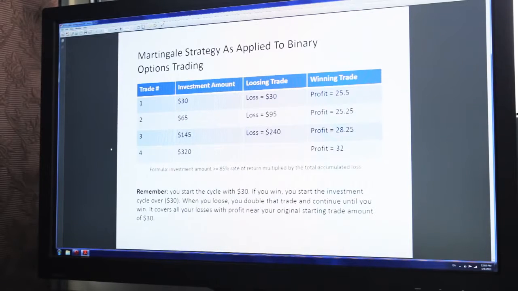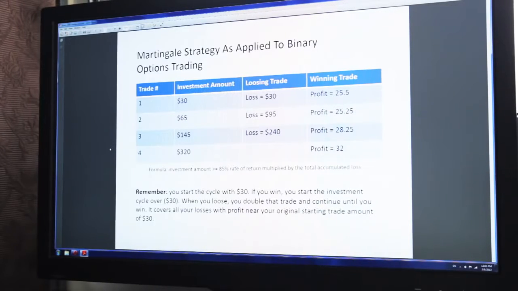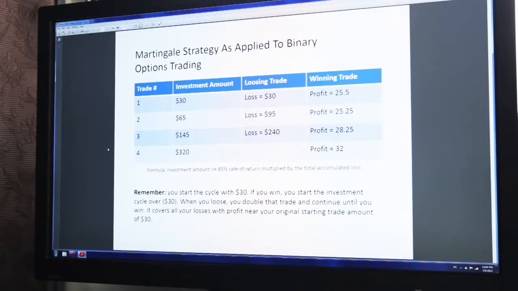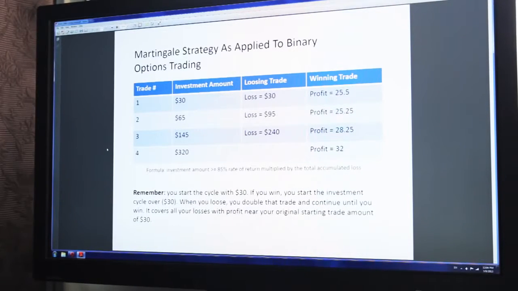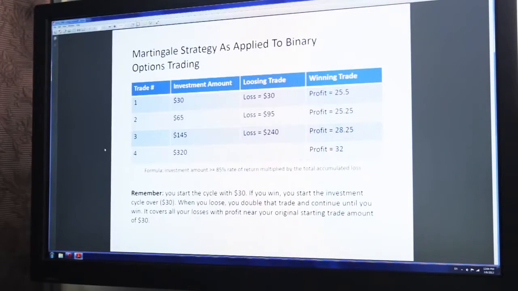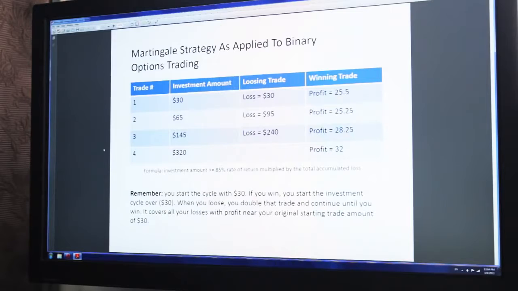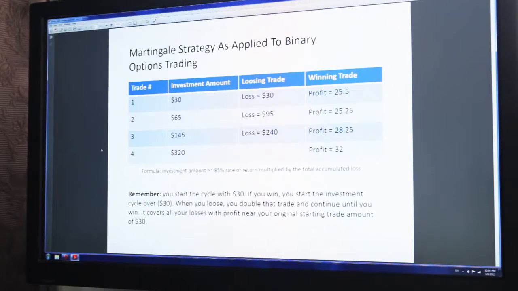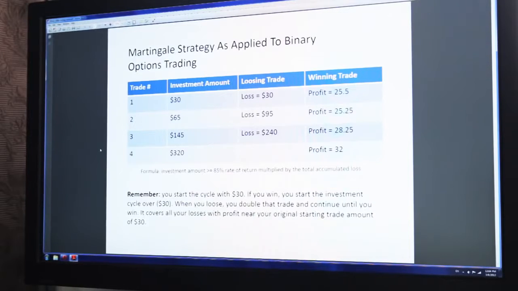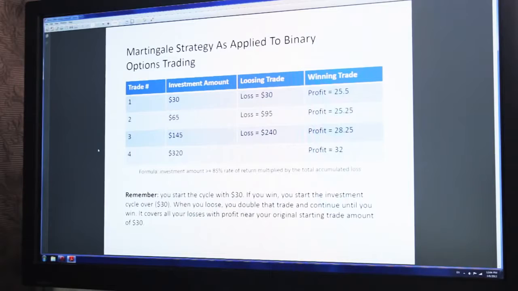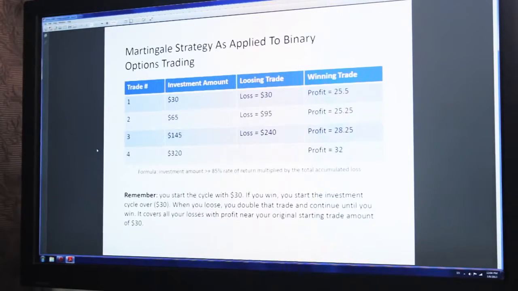So what you really need to remember is no one wins 100% of the time. No one, because it's binary options. However, because it is binary options, no one ever loses 100% of the time. And this is where the strategy really comes into its own. This is where it really proves its worth and why it's very, very attractive.